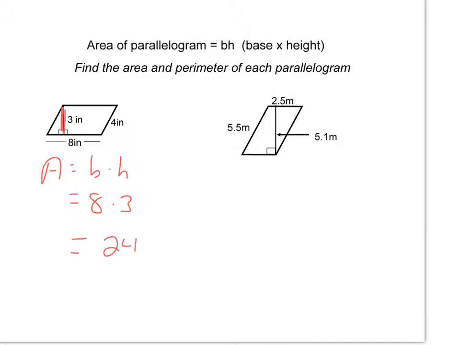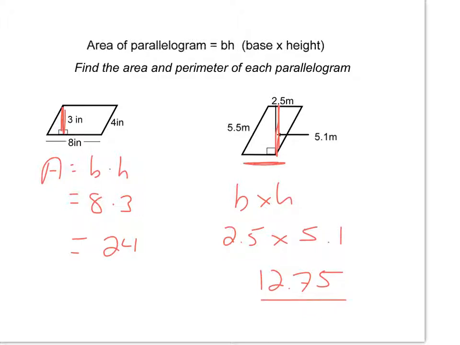So the area of this one, again, is base times height. The base is 2.5. That's this length right here. And the height, of course, is the one that's perpendicular to the base. That's 5.1. 2.5 times 5.1 is 12.75.